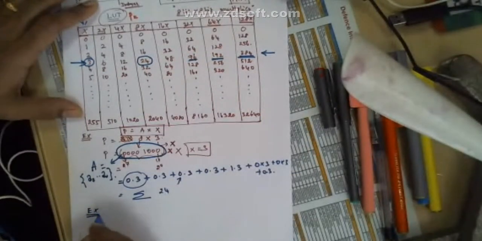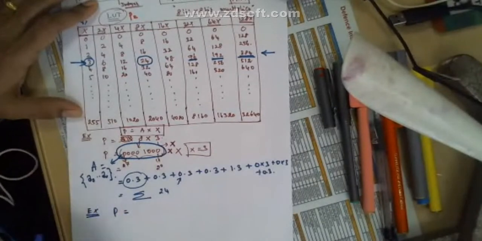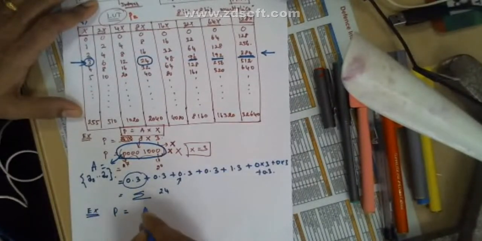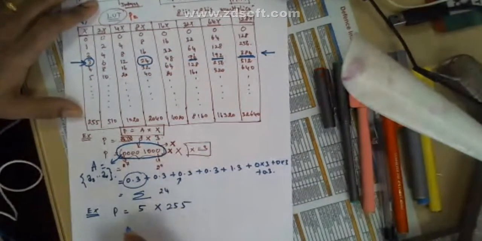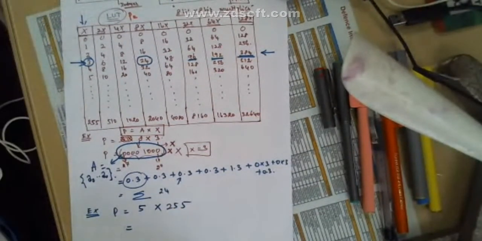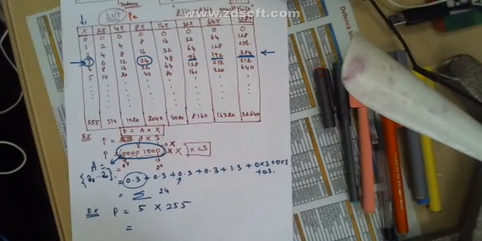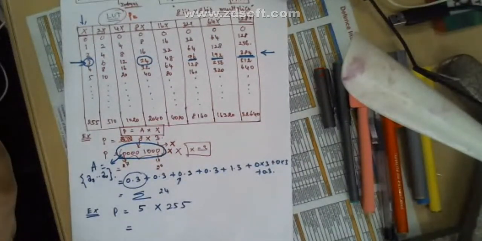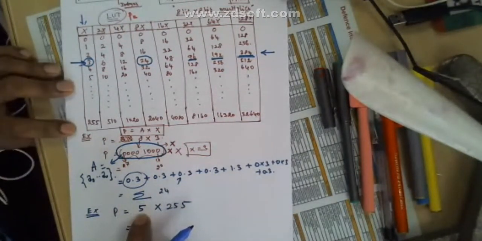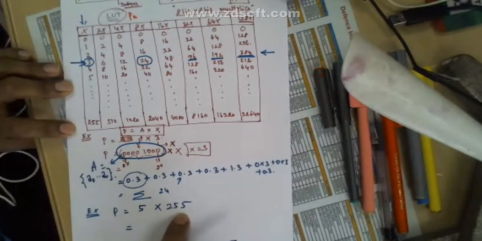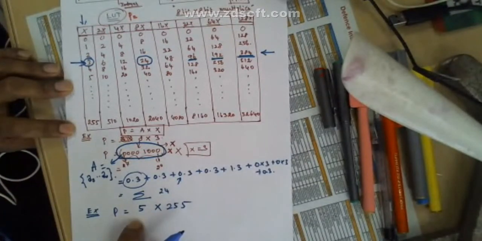I'm taking one more example. Example, P is equal to, I want to multiply 5 by 255. Tell me the answer. You need not go for an AND operation and then a right shift operation. Because if you want to multiply here, this will be 8-bit again, because you need to multiply 8 bits. So you represent this number also in 8 bits. Then your algorithm becomes highly complicated.